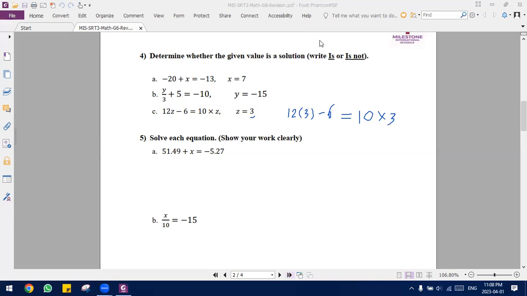Now I need to find the value of the first part here. 12 times 3, 36, minus 6 is 30. Now we solve the second part. 10 times 3, 30. Now we check, is it correct? 30 equal 30? Yes, it is. It means z equal 3 is a solution.